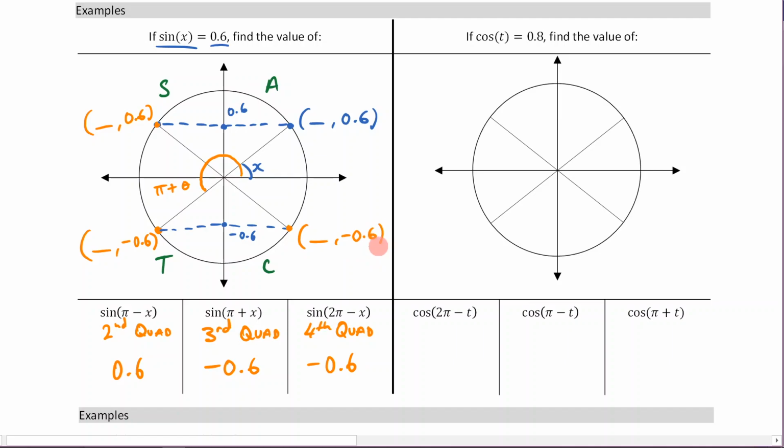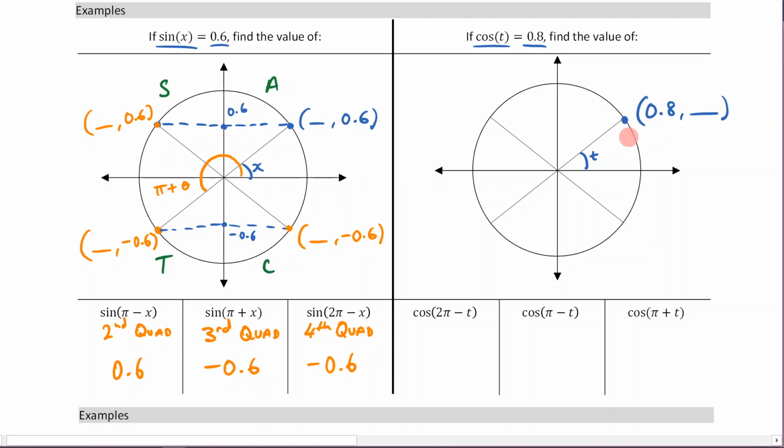Let's now come over to our next question here, which is saying cos of t is equal to 0.8. Find the value of this, this, and this. So again, what it's telling us here is we have an angle of t, and that corresponds. Now, cos is my x, so it's 0.8. In my x position, we don't know what y is. That means, actually, let me make this a bit smaller. That means that this right here, this spot right there, that is 0.8.